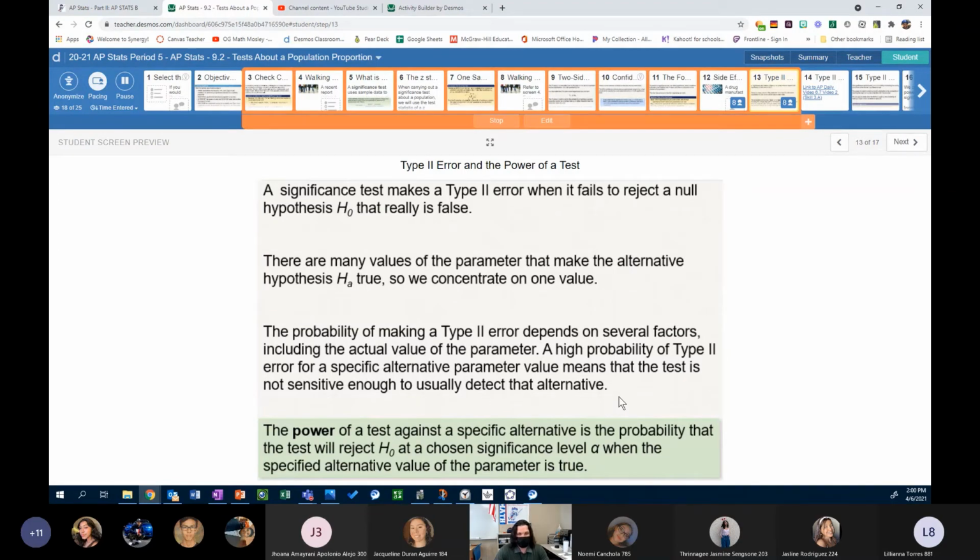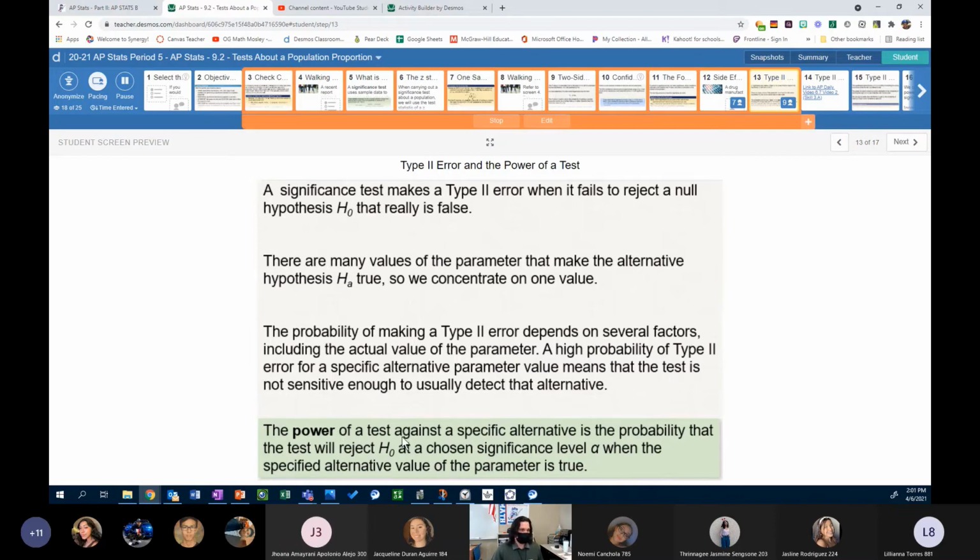Okay, so if we have a high probability of type 2 error, we might need to rethink how we're running our test and how we're collecting our data, our samples and all that stuff, because a high probability of type 2 error means that we're not very likely to find the result that we're actually interested in finding.